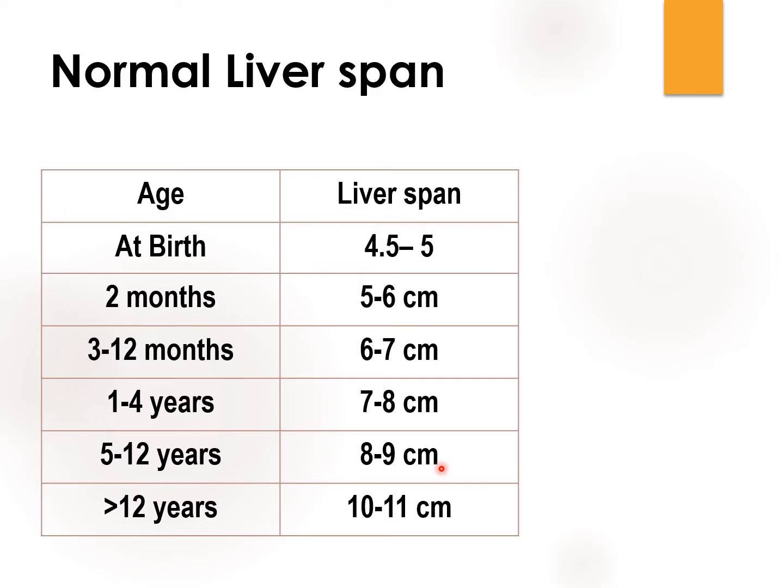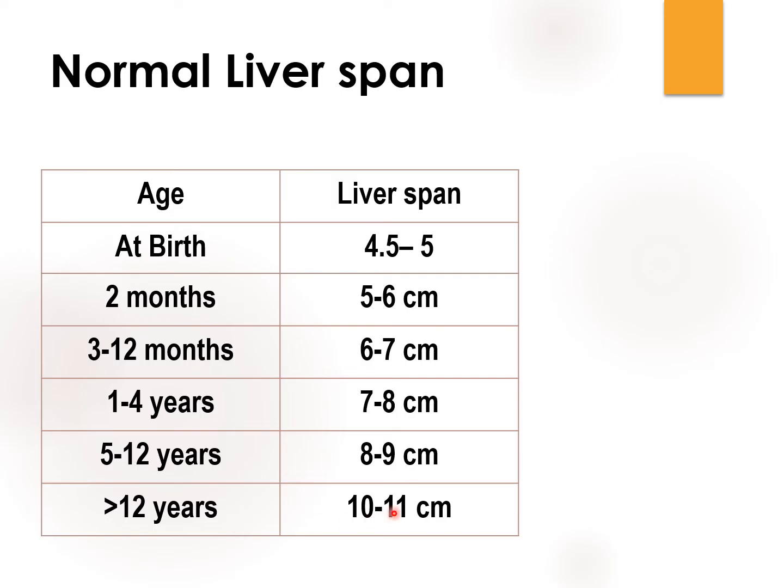So as I explained how to palpate for the liver span, the child was 7 years old and had a 10 centimeter liver span and had hepatomegaly. So that means it is more than the normal range. Above 12 years of age, it is 10 to 11 centimeter.